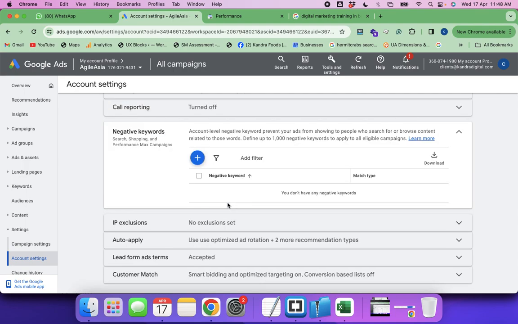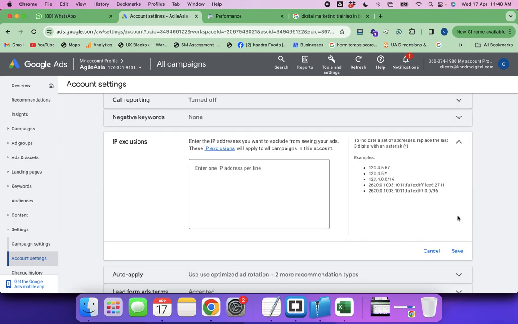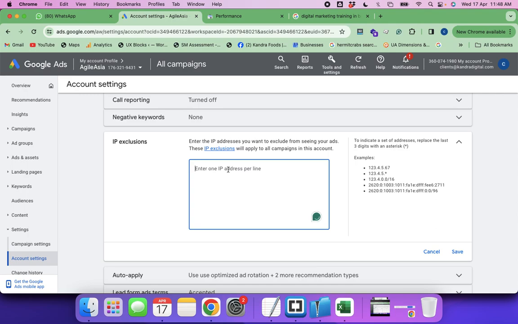Negative keywords, we anyway have a section, but you can still add account level negatives here, the same thing we are handling there. IP exclusions: I don't want to show ads in my own company. My company's internet IP looks something like this, and I can add it here, and ads are not going to show in those locations at all. Are you all getting this? Enter the IP addresses you want to exclude from seeing your ads. The IP exclusions will apply to all campaigns in this account.